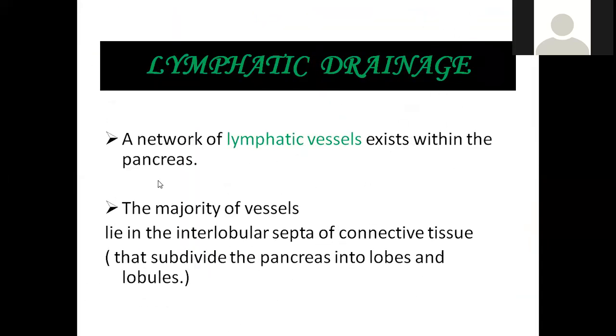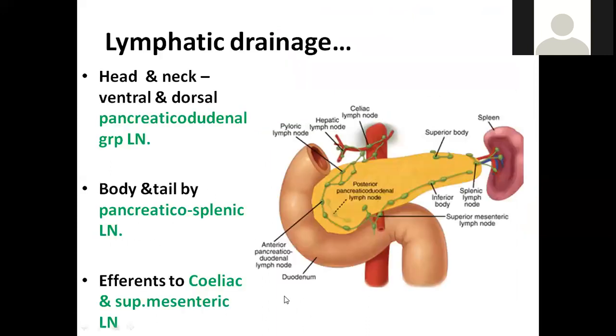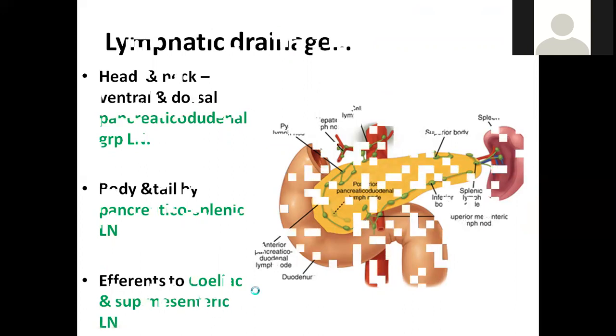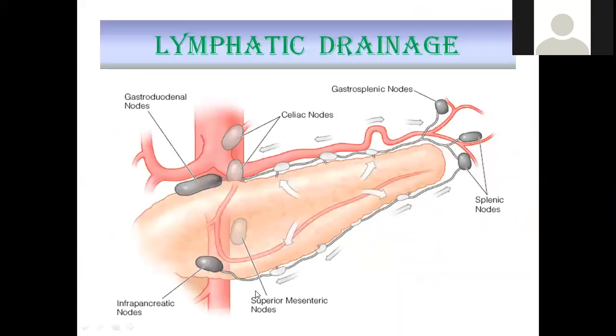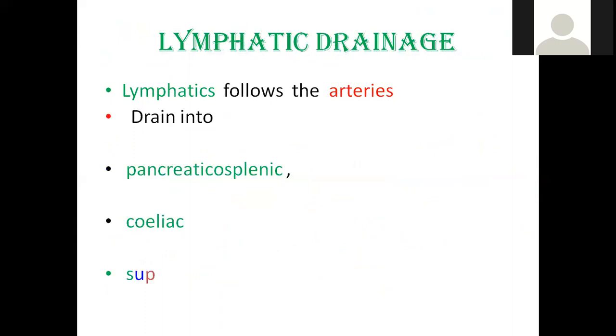Lymphatic drainage: nearby lymph nodes. What are the major lymph nodes we will have? Pancreatico-duodenal group of lymph nodes, pancreatico-splenic lymph nodes, celiac and superior mesenteric lymph nodes. These three names you try to remember.